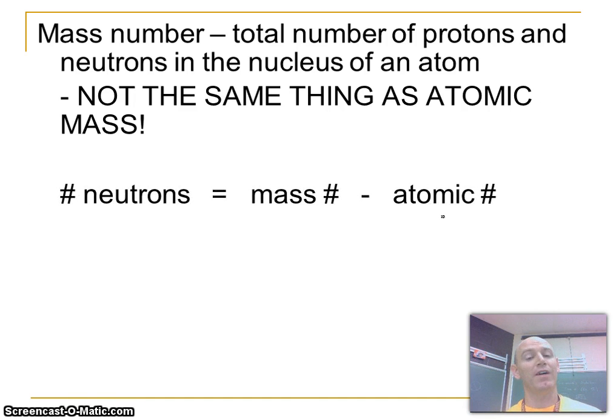So if you want to figure out the number of neutrons, you take the mass number and subtract the atomic number. In other words, the number of protons and neutrons, and subtract the number of protons. And that's going to leave behind, of course, the number of neutrons. So again, atomic number, number of protons. Mass number, number of protons and neutrons. And the number of electrons is found pretty much from the number of protons. If we know the number of protons, we should also be able to find the number of electrons.